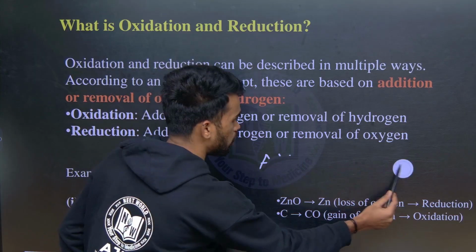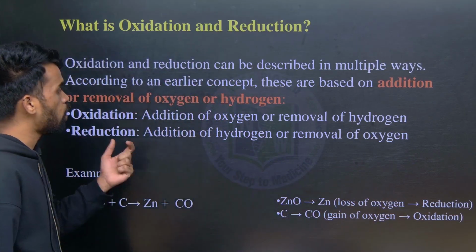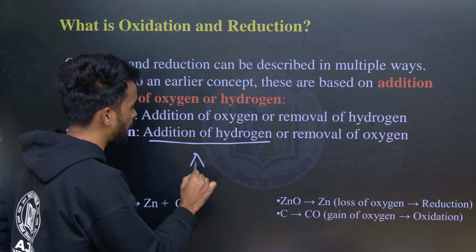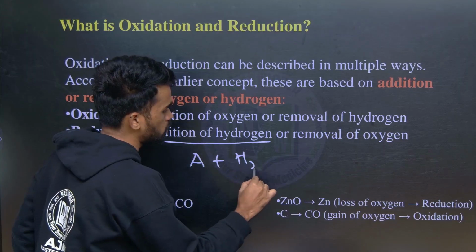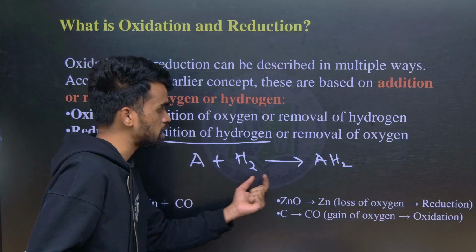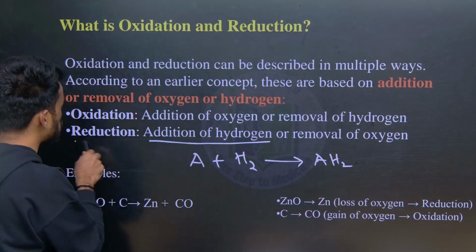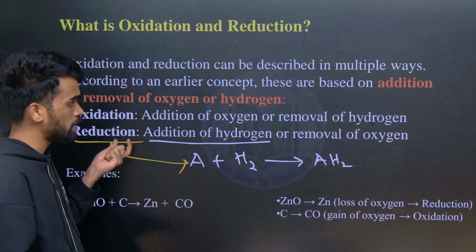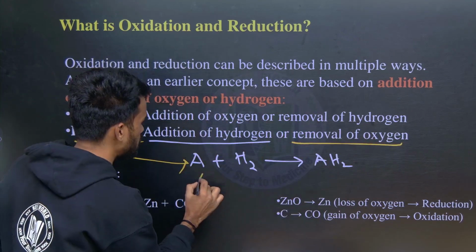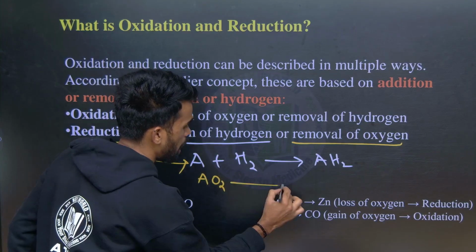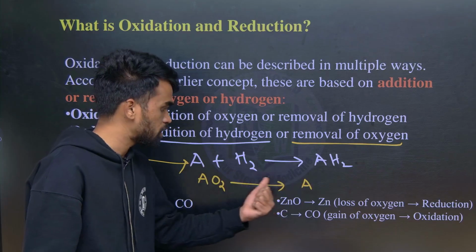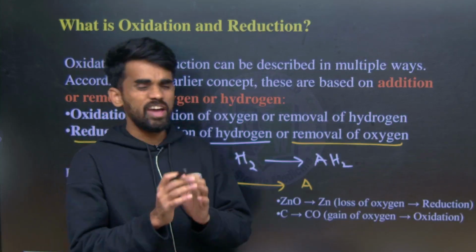Next we have reduction. What exactly is reduction? Addition of hydrogen. For example, A is an element, and I add hydrogen atoms, so it becomes AH2. Addition of hydrogen is considered reduction. One more way to express it is removal of oxygen. For example, I have AO2 and I remove the oxygen, so it becomes A. This process is also reduction. I hope these are clear.